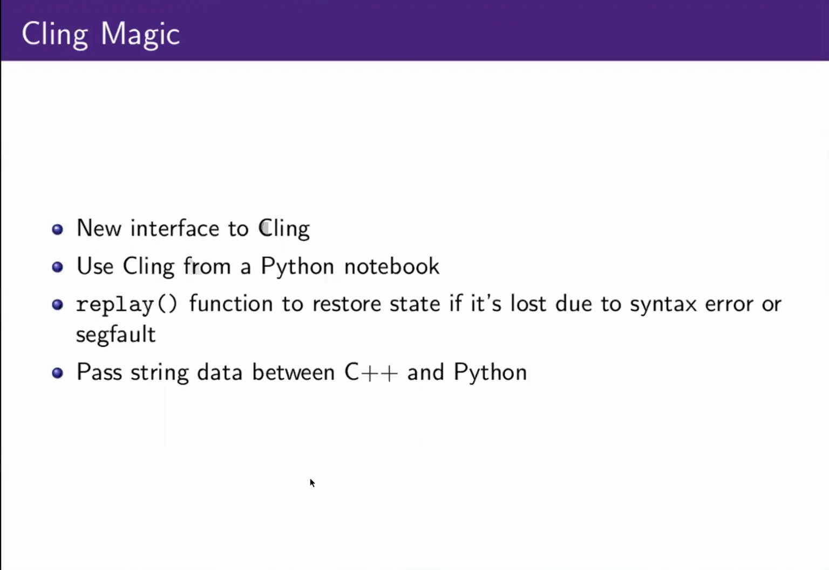Because we thought it would be useful to provide multiple interfaces to C++, just so that students had options and we could see what kinds of things appeal to them most, we also have another interface to Cling, which is to use Cling from a Python notebook. In this mode, there is a replay function to restore your work if it's lost due to a syntax error or a segfault, and it allows passing string data between C++ and Python. The way this works is you put %%cling at the top of a cell, and then the rest of the code in that cell is C++ code.